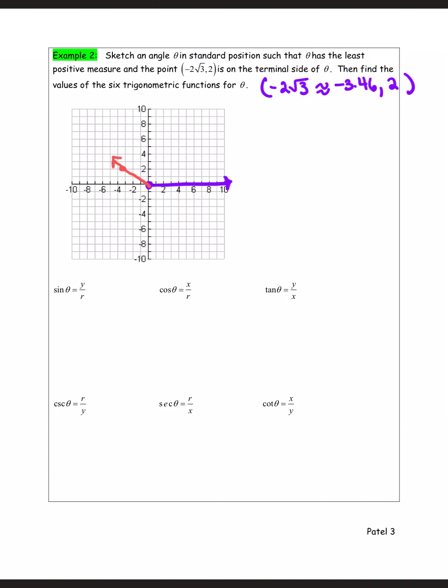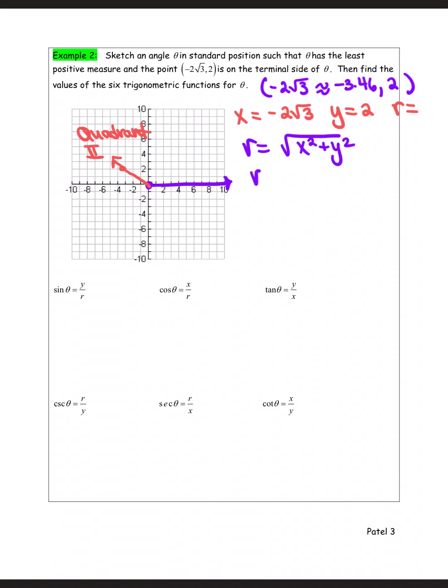And we know that that is in quadrant 2. Notice that x is -2 square root of 3, y is 2, and we'll find r. r is equal to the square root of x squared plus y squared. So r is equal to the square root of (-2 square root of 3) squared plus (2) squared. If you put that all in the calculator without the radical, you should get 16.